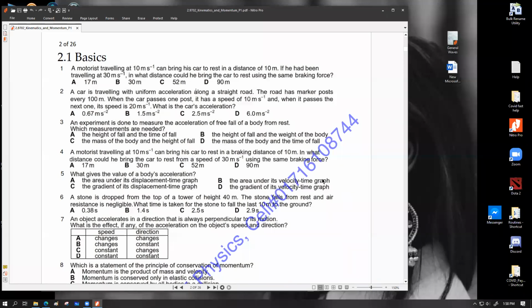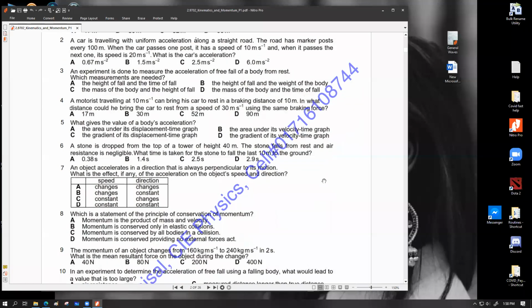So this is the MCQ solution class for the Kinematics Momentum Paper 1 worksheet. We're taking questions from the kids. One of the kids has already posted in the chat window, which is open here.